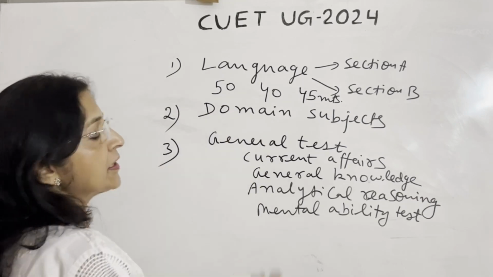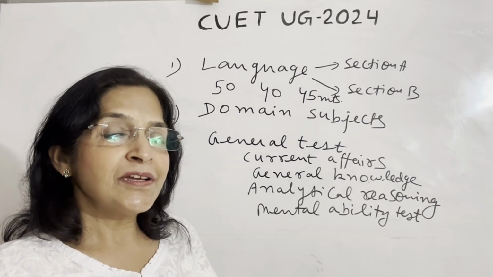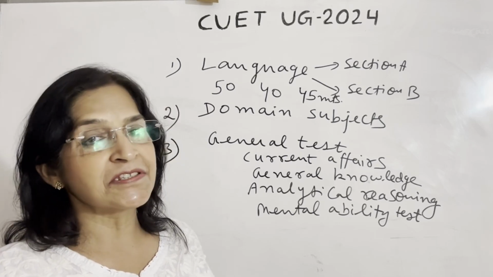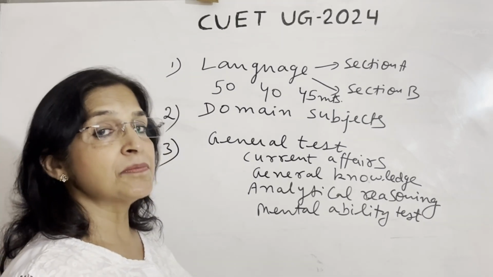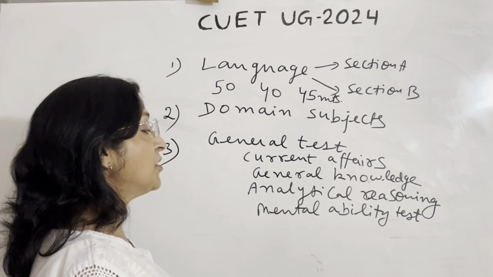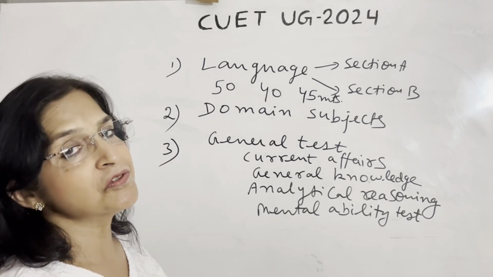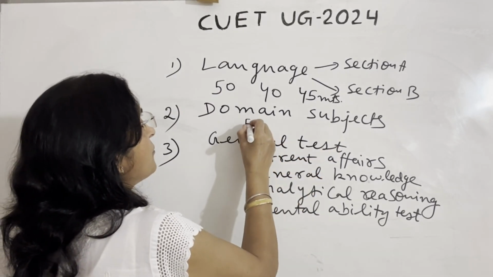In domain subjects, the subjects that you had in 12th: for non-medical students, physics, chemistry, maths and computer science. For medical students, physics, chemistry, maths, biology, like this. In general test, questions will be based on current affairs, general knowledge, analytical reasoning, mental ability test, mathematical aptitude, like this. In domain subjects, there will be 50 questions.